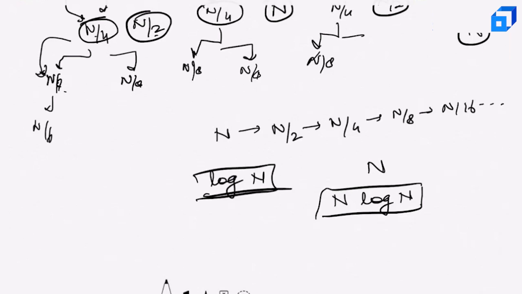So the number of steps to cover the entire array would be log n. And every single iteration is an order n iteration. So it takes you order n log n. I can explain the math behind it as well.